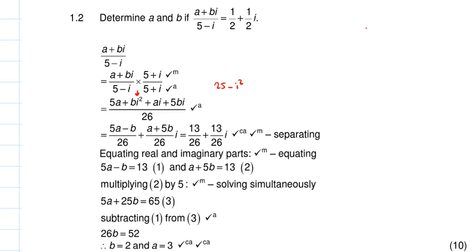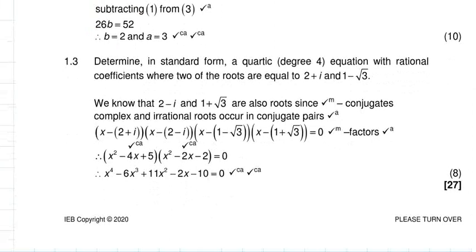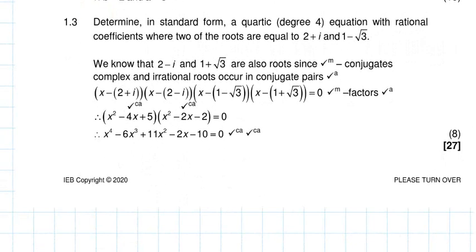And hence we will end up with this. What is that? (5a minus b) divided by 26 is the real part. Okay, that's my real part. And then plus (a plus 5b) divided by 26 is the imaginary part. So if we make the denominators the same, instead of 1 over 2, we can write 13 over 26. That's not a problem. So then the numerators: 5a minus b is 13, and a plus 5b is 13 as well. So solving simultaneously, we'll get the values of a and b. That's it.